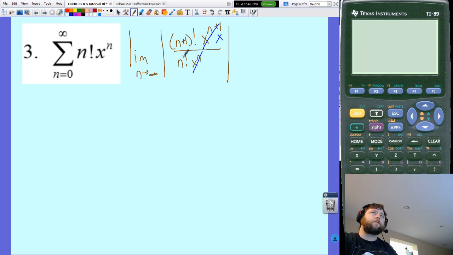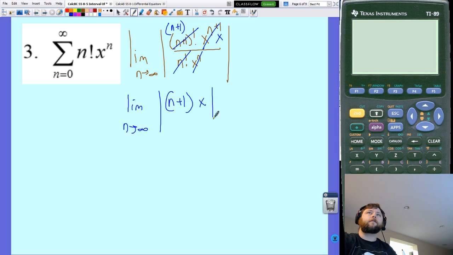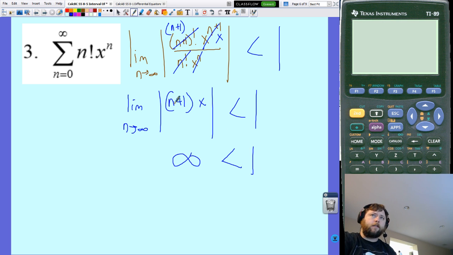Factorials, what happens when you expand this is you're actually going to have everything cancel except the top will have an extra n plus 1. So this rewrites into the limit as n goes to infinity of (n plus 1) times |x|. Again, that has to be less than 1. Well, if you plug in infinity, this is not dividing by anything. You're just going to get infinity less than 1. When is this actually going to work? So this is just infinity.